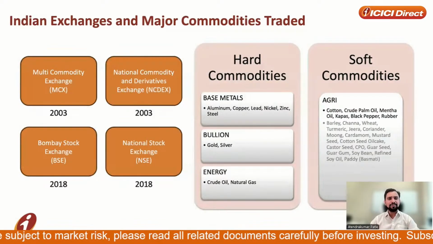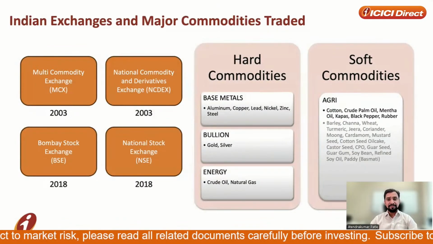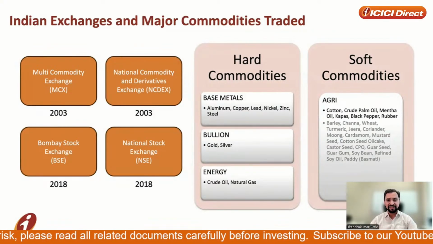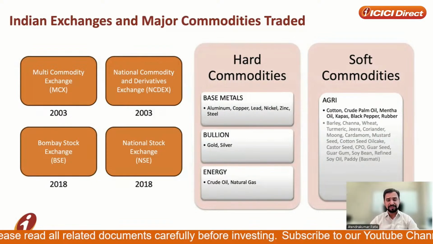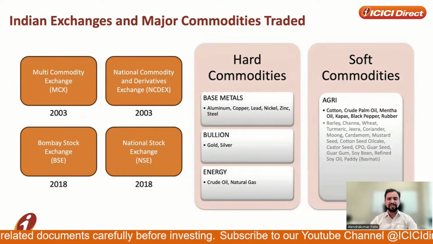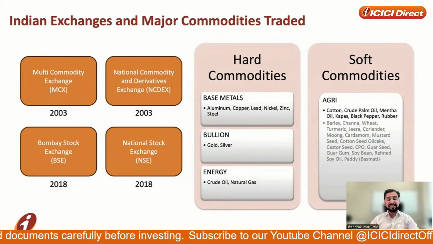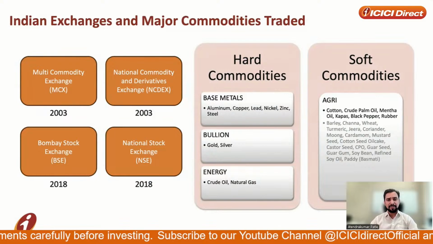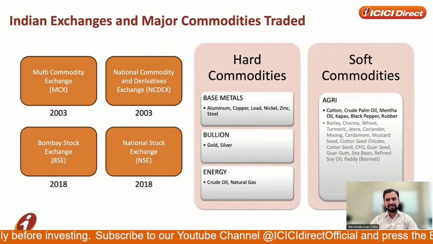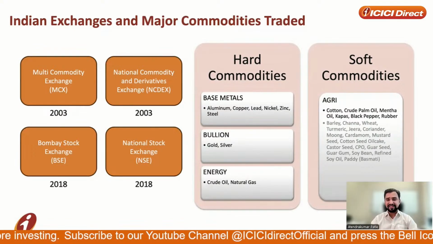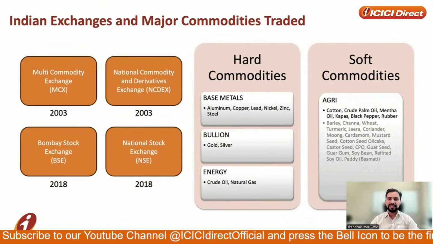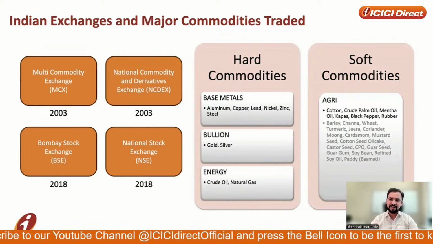Moving to India, in India we basically have four exchanges, but the leading exchange of India is the Multi Commodity Exchange, that is the MCX, and it has been here for more than 20 years. Apart from that, NCDEX, BSE and NSE also started commodities, but almost 97 to 98% of the turnover of the Indian commodity market is on MCX. We discussed hard and soft commodities: all except the agri commodities, like base metal, bullion and energy, are classified as hard commodities, and agri commodities are called soft commodities.